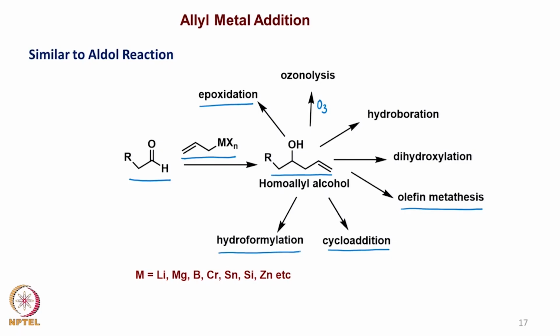Now, these types of substrate scopes and reaction scopes are numerous, and therefore what is this MXN, or what is M? M can be lithium, magnesium, boron, chromium, tin, silicon, zinc, etc. Many of these have been studied, and of course depending on which kind of metal has been used, there are different types of reaction parameters, and the stereoselectivity or the regioselectivity depends on various factors of this kind. So, we will look at a few of them in this particular course.